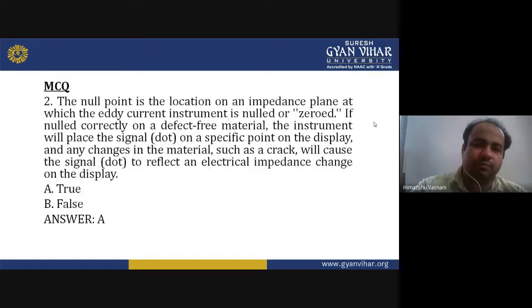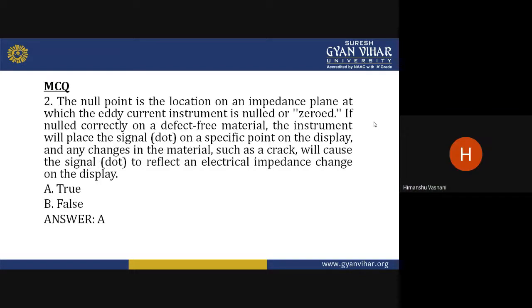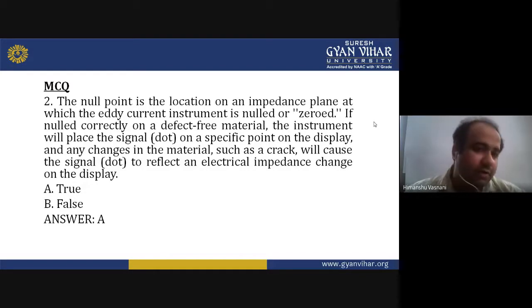Now the null point is a location on an impedance plane at which the eddy current instrument is null or zero. If the instrument is nulled correctly on a defect-free material, the instrument will place a signal dot on a specific point on the display, and any changes in the material, such as a scratch, will cause the signal dot to reflect electrical impedance changes on the display. So what do you think about this? We have discussed this null point in our discussion also.